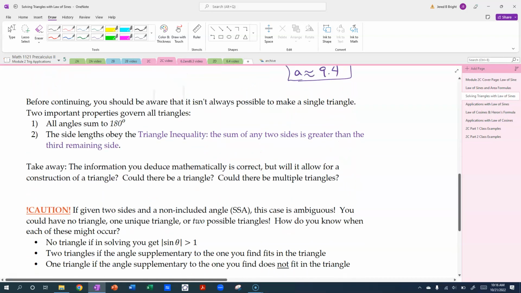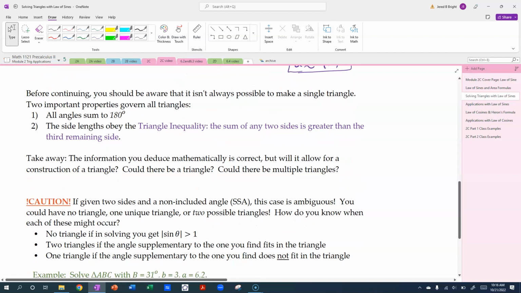All right, then before we go on, it may not always be possible to make a triangle, right? Remember that all angles have to sum to 180 and they have to obey the triangle inequality. And this just says that the sum of any two sides is greater than the third remaining side.